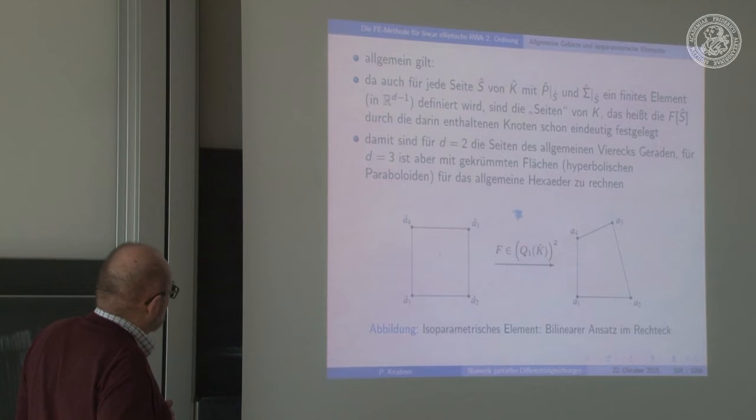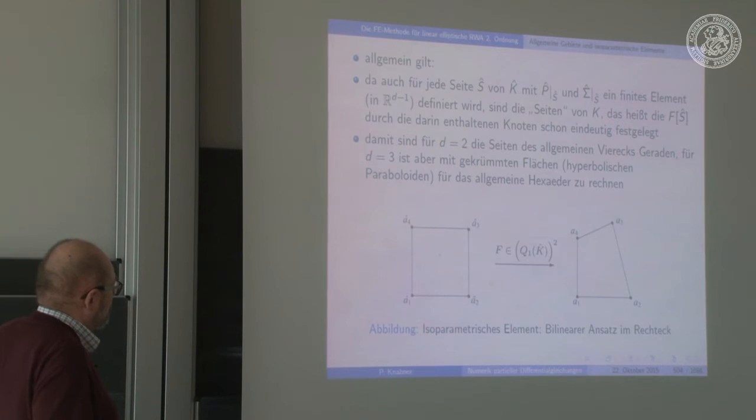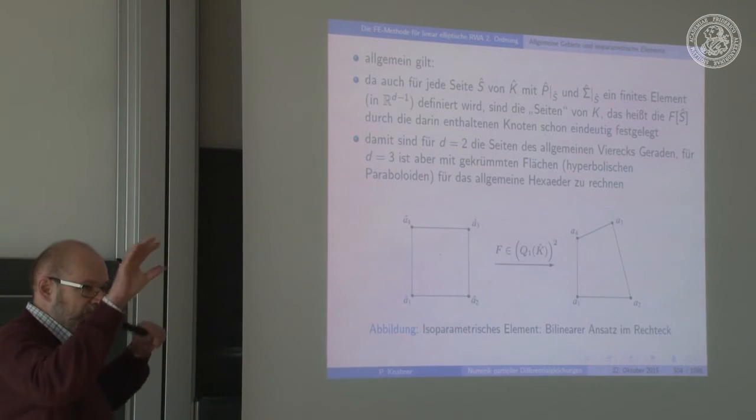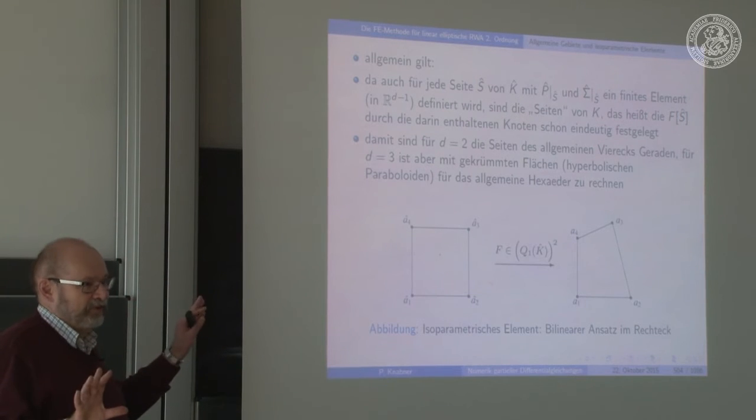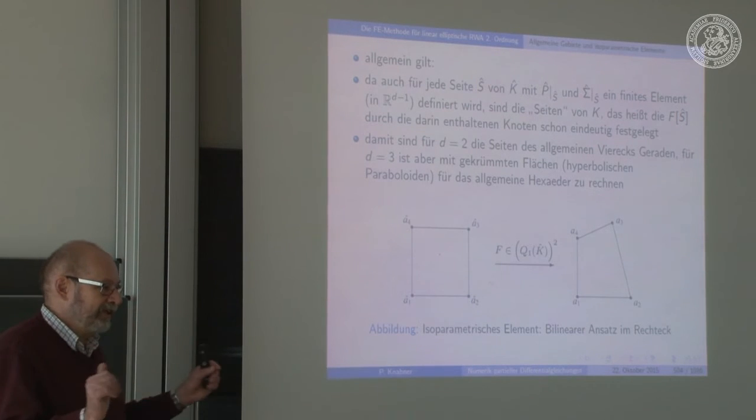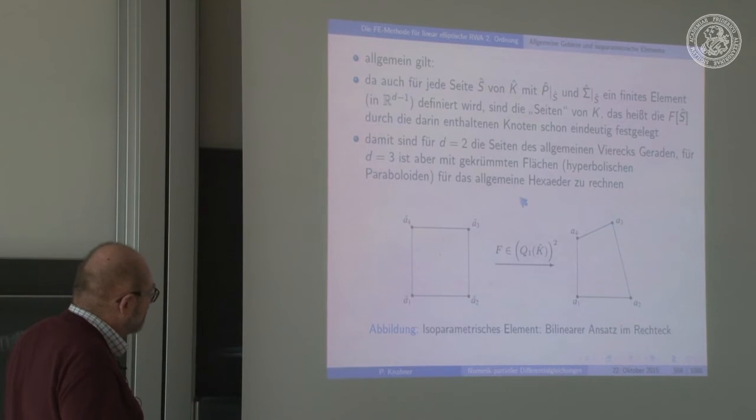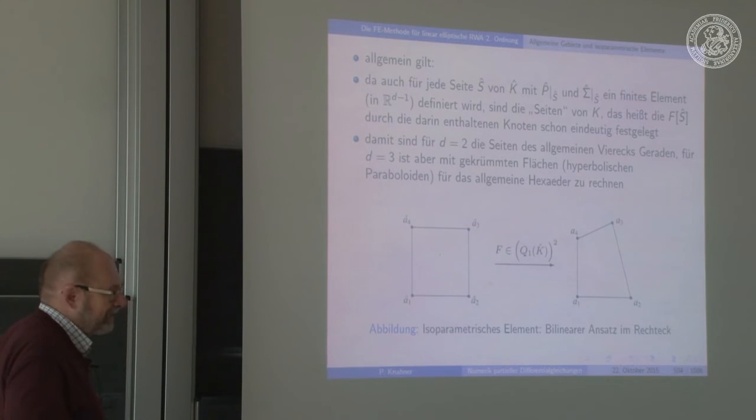That means the faces are determined by the nodes which are in. What does that mean? That means in 2D, I only get straight lines as faces. In 3D, I get curved faces, because in 3D I have then 4 nodes, and in general this is too much for a plane. I have to have a curved face then. Here I have only 2 nodes. This is still okay with a straight line.